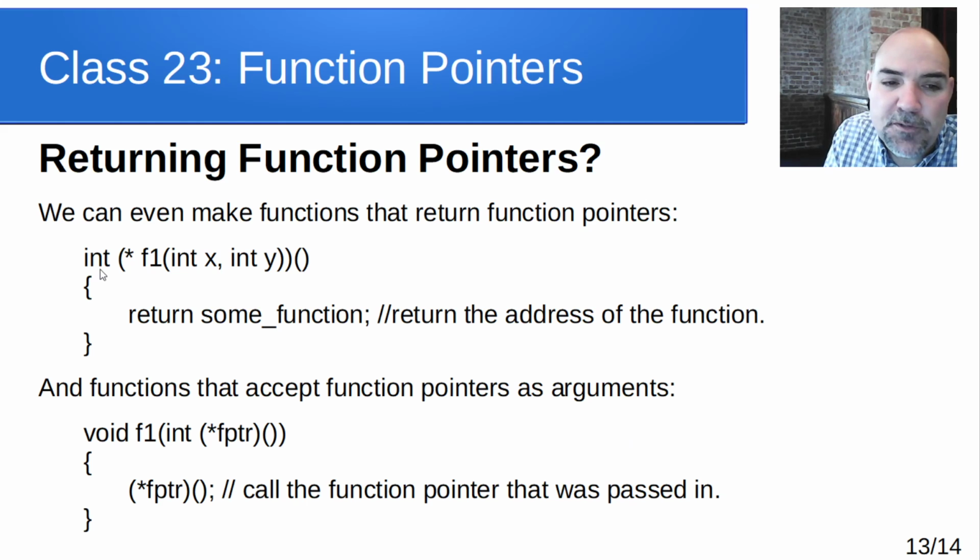Well, how do you make a function that returns a function pointer? Well, here's the name of the function. There are the parameters. The return type, in this case, is an int pointer, with parentheses around that, close parentheses there. So it looks just like creating a function pointer, but it's wrapped around this function with the parameters inside it. And the thing that we're going to return is going to be the address of some function.